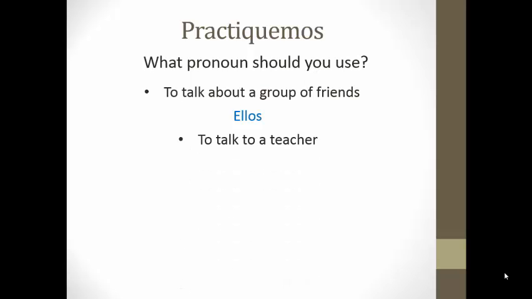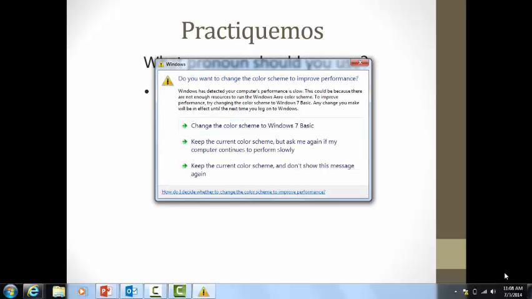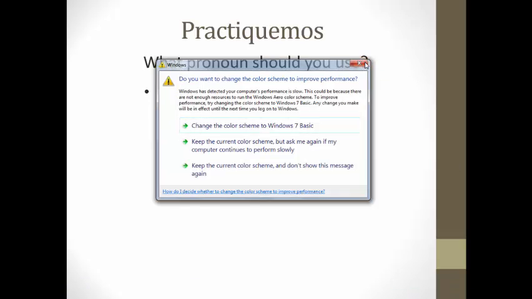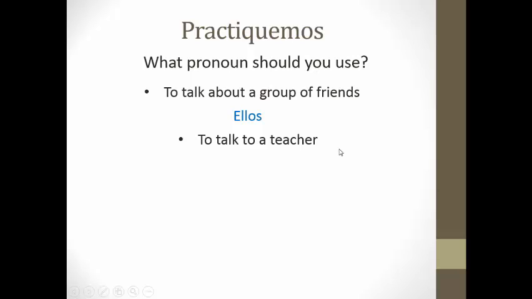Now here's another situation when you're talking to someone. What pronoun should you use when you talk to a teacher? Remember that a teacher is someone you want to be formal with. Usted is the best choice because a teacher is someone to whom you should show respect. So you shouldn't use the tú form with a teacher.